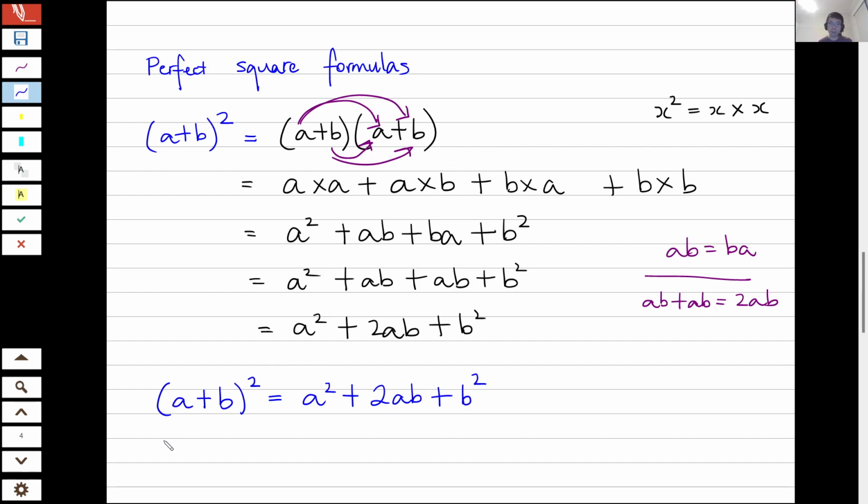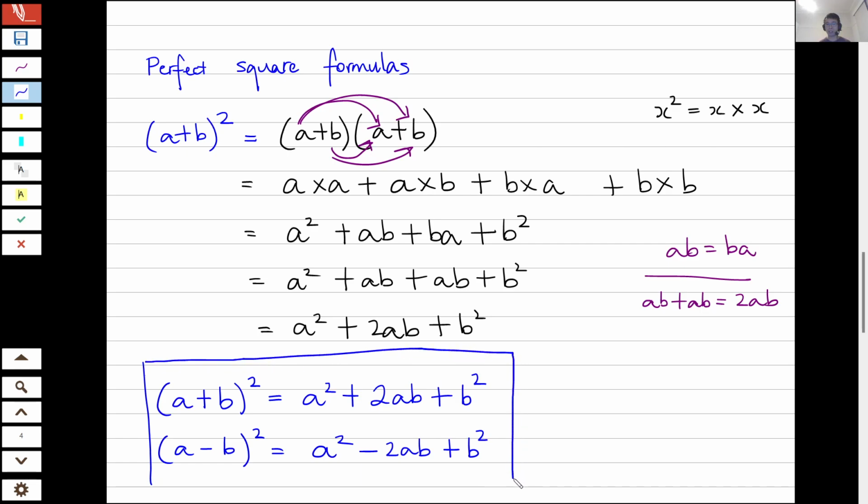Now, we can do something similar with a minus b, and I will leave this to you to do as an exercise. I want you to show that this, with a minus sign, is the same as a squared minus 2ab plus b squared. To show this result, you'll need to be careful with negative signs, but for the purposes of doing question 8 in the work program, you can just take this formula and use it. Okay, so these are two new results. I think they'll be new for most of you, unless you've spent a lot of time doing algebra in Year 9.